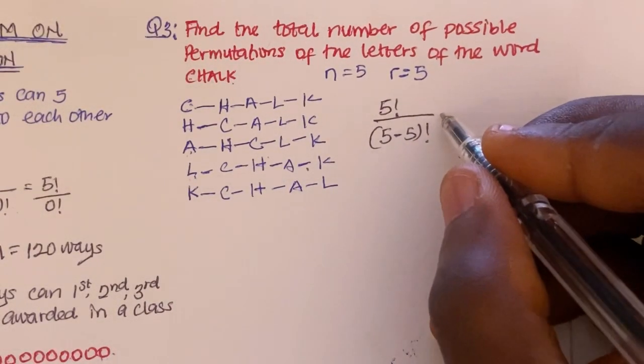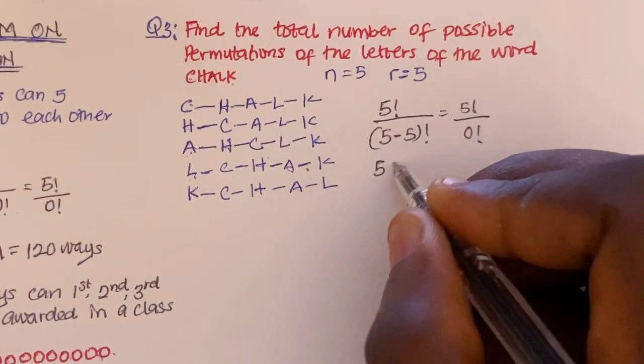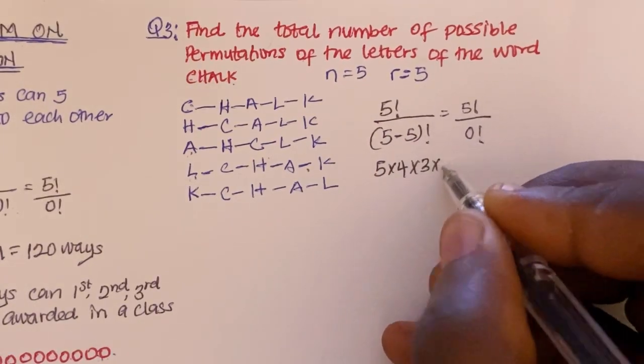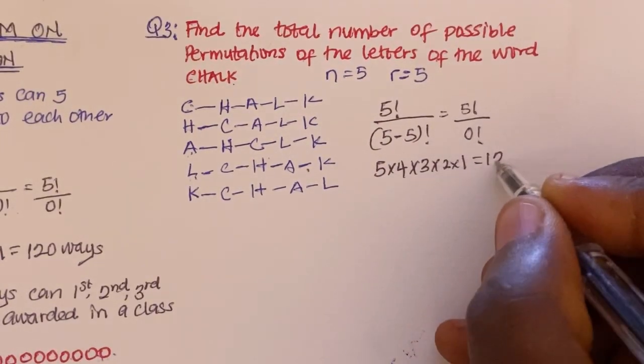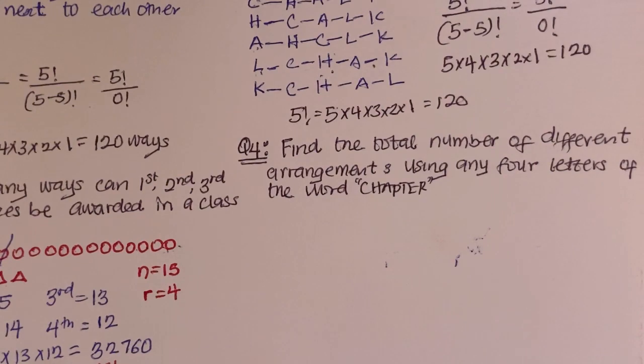So here in this case, I'm going to have 5 factorial divided by 0 factorial, which is 5 multiplied by 4, multiplied by 3, multiplied by 2, multiplied by 1, which is 120. So guys, the last question I have here says find the total number of different arrangements using any 4 letters of the word chapter. What you need to consider here is that the question did not tell us to use all the letters present in the word chapter, but just 4 out of it, right?